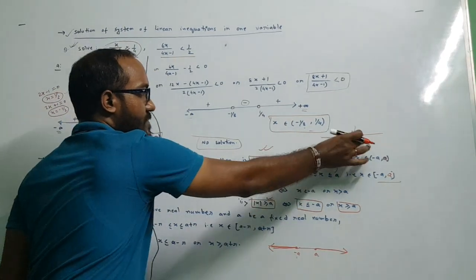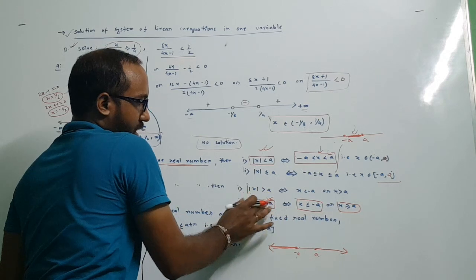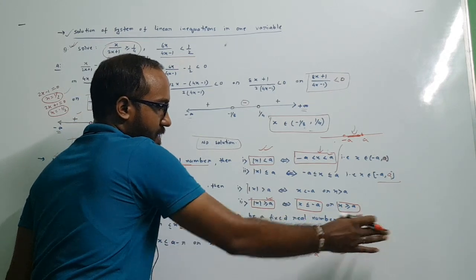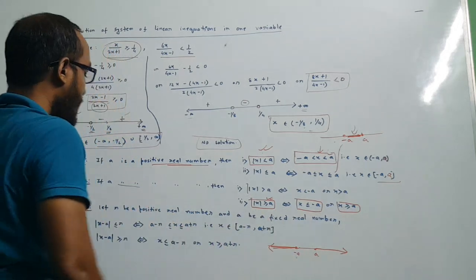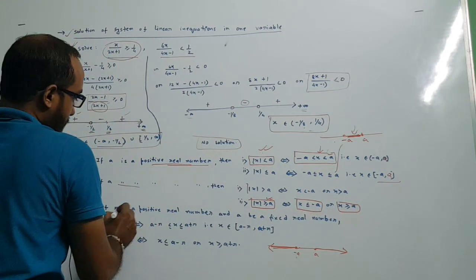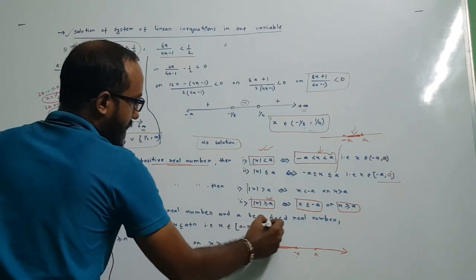For this case, it is between minus A to plus A, and for greater than or equal to A, it will be on the right hand side of A and on the left hand side of minus A. Remember this.